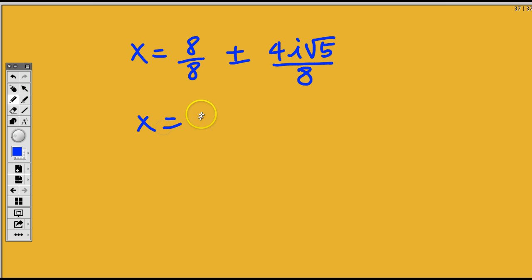8 over 8 is 1. Over here I said don't ever simplify the square root of 5 or the i. So we can only simplify 4 and 8. Divide top and bottom by 4, so it's i square root of 5 because we don't write the 1 over 2. And that's your answer, okay?